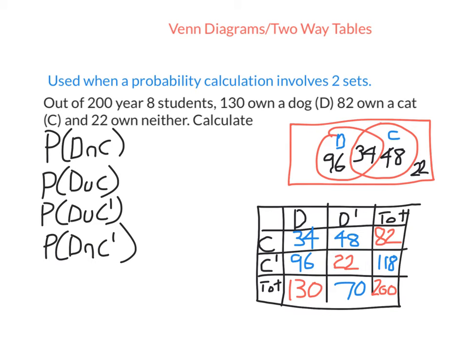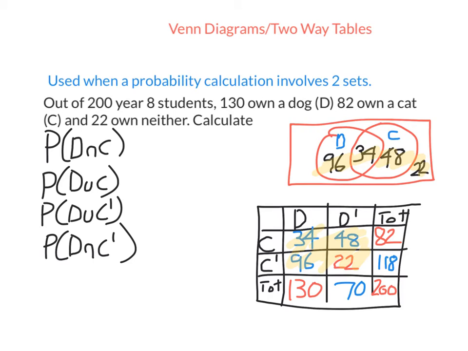Hopefully you notice that there is a very big similarity between the Venn diagram and the two-way table. These four numbers here in the two-way table are the exact same as the four numbers I have in the Venn diagram. So these two are both displaying the exact same information. We just have to know about both. The whole reason for doing both of these was to make probability calculations easier.